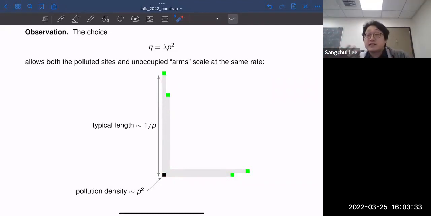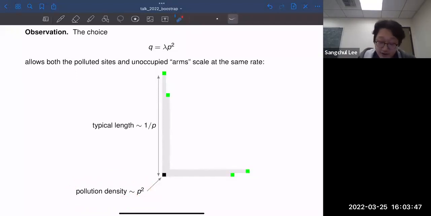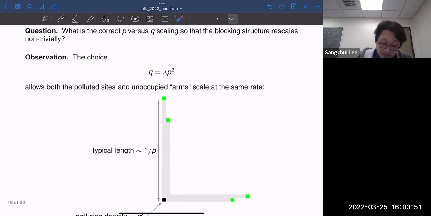So in the original grid, the number of such wedges will be on average of order p squared. And that's the same as the pollution density. So we expect the pollution density to be p squared in order to have some non-trivial scaling limit. So that's why we choose this scaling relation.